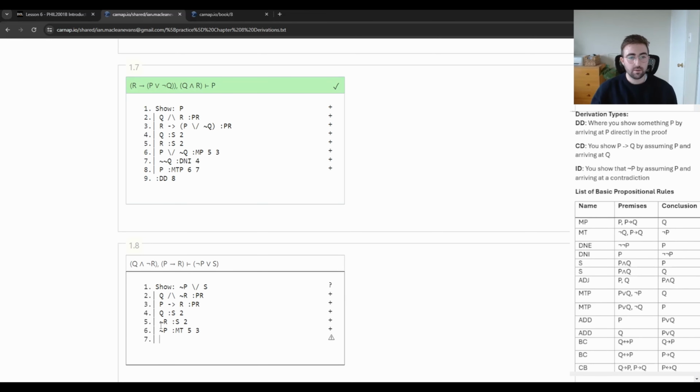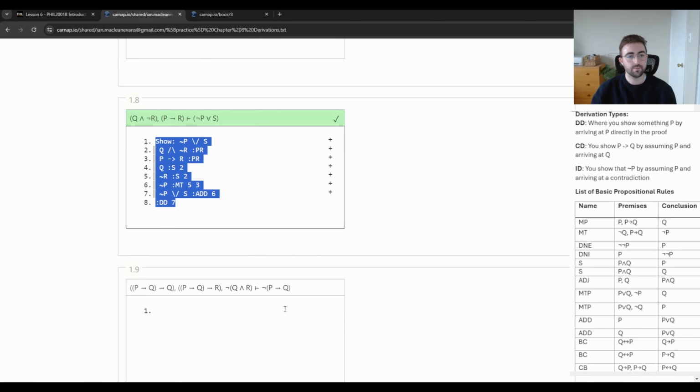And then finally, now that we have a not P, well, we can say not P or anything, right? So we can do not P or S. And that is from addition on line 6, because we have the not P on line 6. And addition just lets us add an or whatever. And so again, we used a rule of direct derivation to get not P or S, which is what we were trying to show. So direct derivation, line 7. Look at that. Nice, huh? Only an 8-line proof.